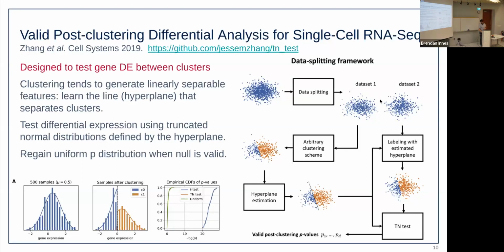But now you know. So yeah, the logic is you split the data. You do your clustering scheme, and it can be whatever you want because the clustering scheme doesn't matter, because then you do a hyperplane estimation, and then you label the new data using that hyperplane and do your TN test. I know the data splitting thing sounds like something we said didn't work, but it's this conditioning on that hyperplane that makes it work.